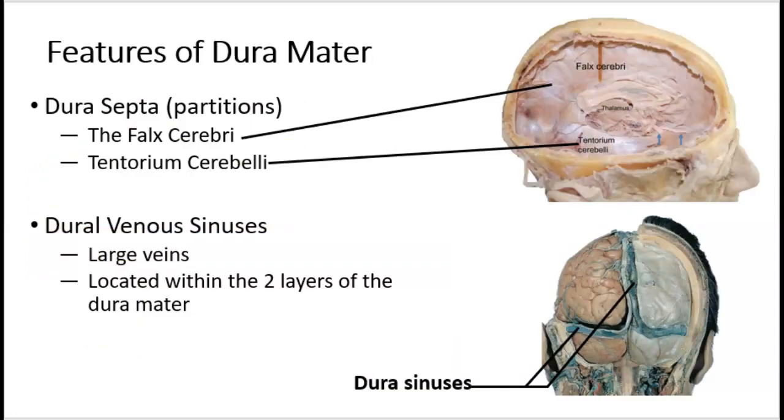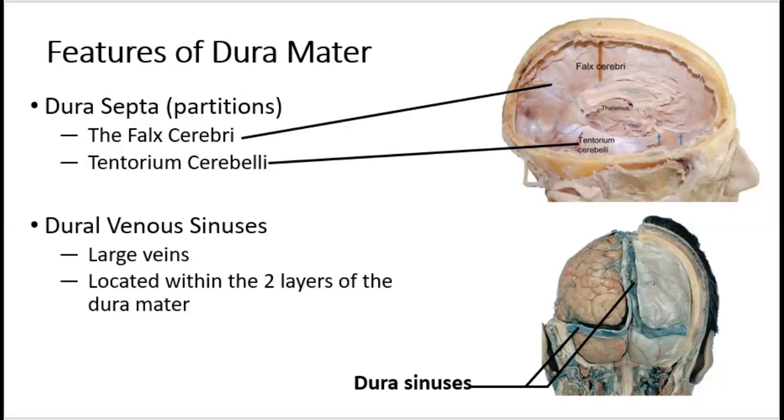This picture in the upper right shows 2 dural septa. So the dura mater's 2 layers penetrate in certain regions of the skull and form these partitions or septa. The 2 that are labeled are the falx cerebri, which is located between the 2 cerebral hemispheres, and the tentorium cerebelli, which is located in the transverse fissure between the cerebrum and the cerebellum.